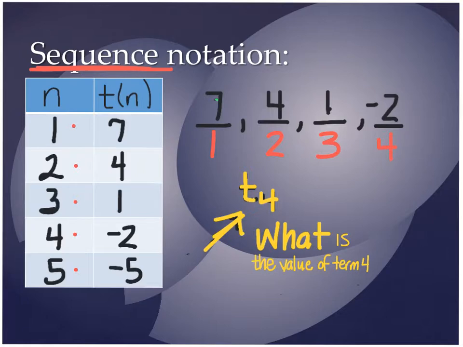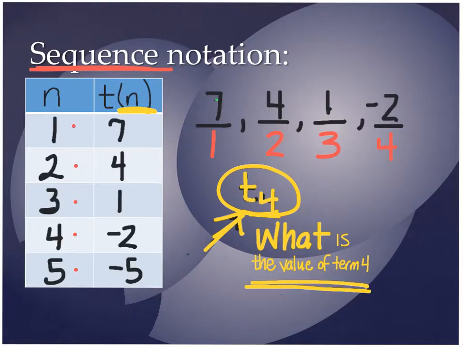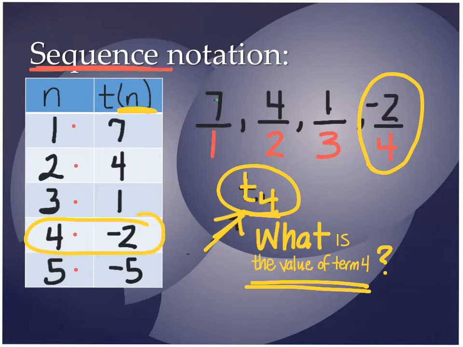When we look at what the T tells you, and by the way, it can be written with parentheses or it can be written as a subscript like this, but T of 4 just says, what is the value of term 4? So we would look in the sequence and say T of 4 is -2. Or we could look at the sequence in a table form and say T of 4 was -2.